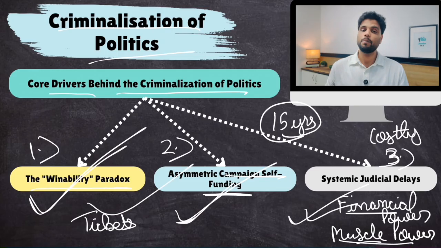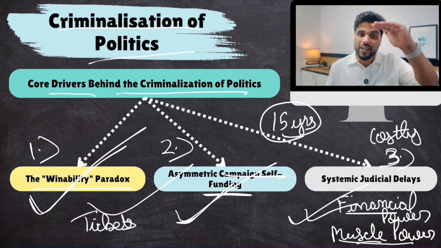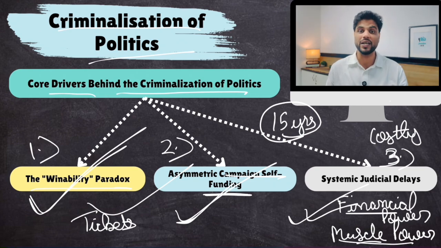Now, the parliament has not been proactive in stopping this phenomena. So the judiciary had to step in. And there are 4 Supreme Court judgments that somehow reduce this criminalization of politics. Otherwise, it would have been massive. What are those 4 judgments? You need to know about this.